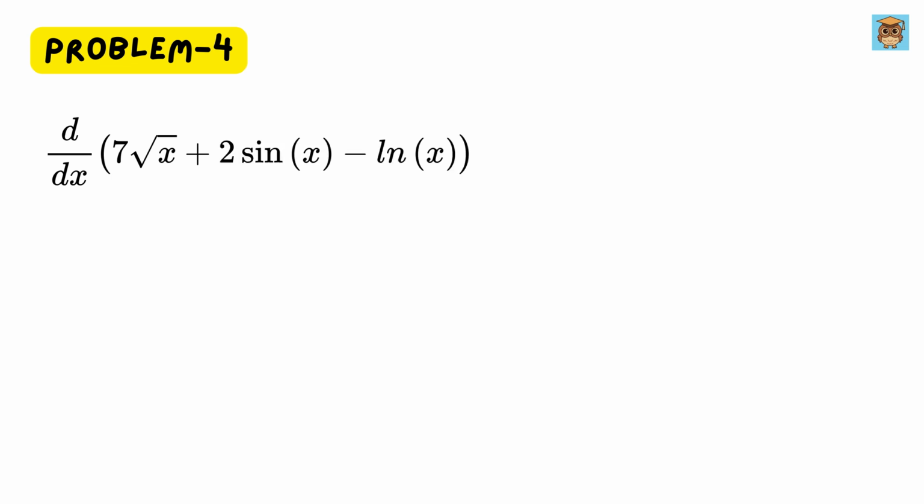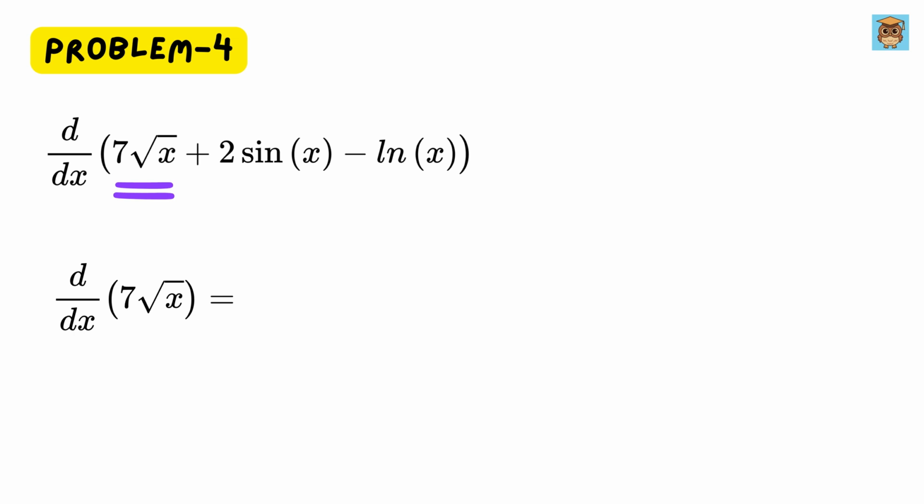Great! Now let's find the derivative of 7 square root of x plus 2 sine of x minus natural log of x step by step. We have three terms here. First, we start with the term 7 square root of x.